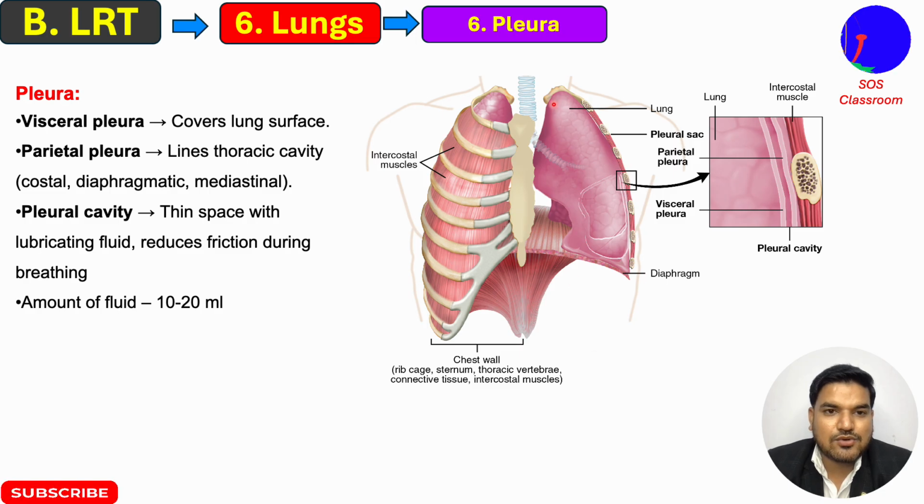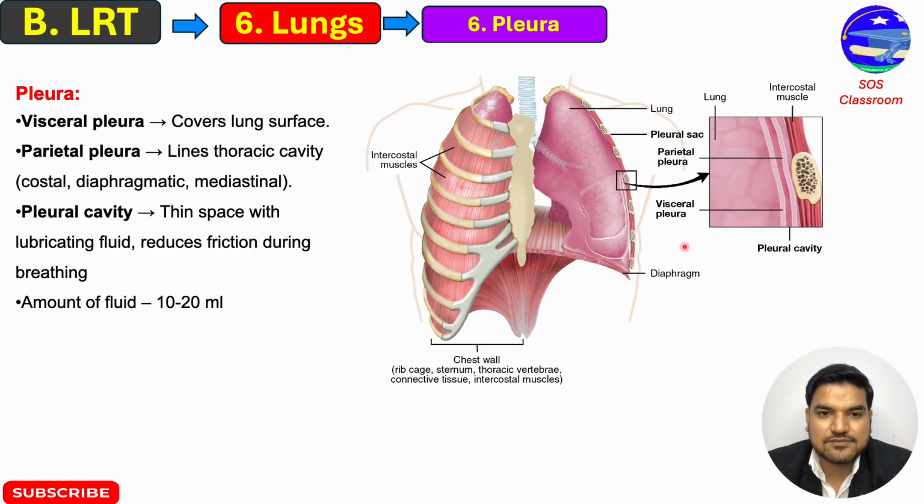Next and last is the pleura. So the pleura is a serous membrane. The serous membrane present in the lungs is called the pleura, and it has two layers. First is the visceral layer, called the visceral pleura, and second is the parietal pleura.